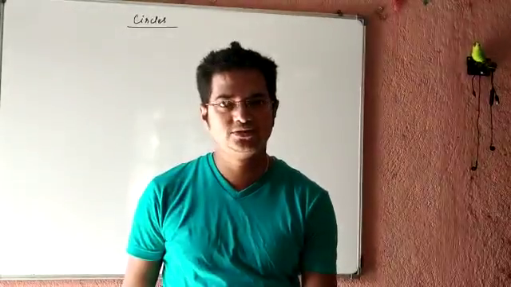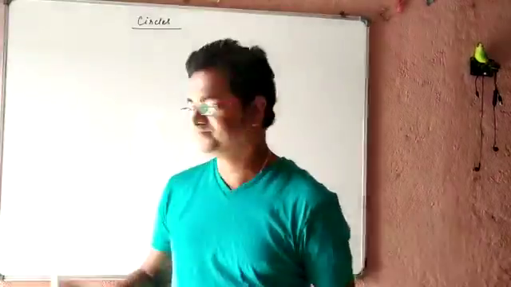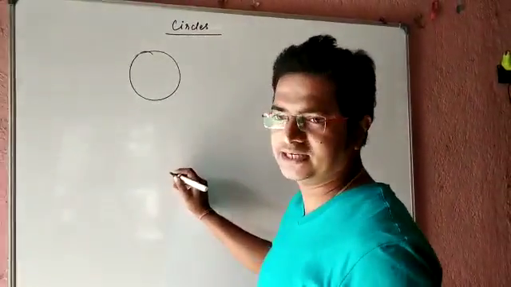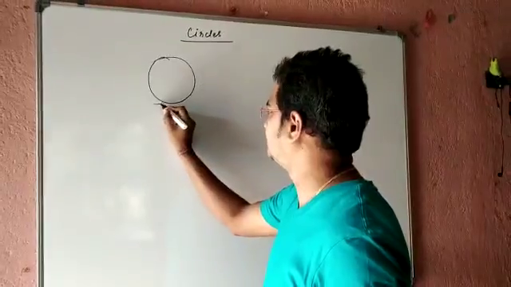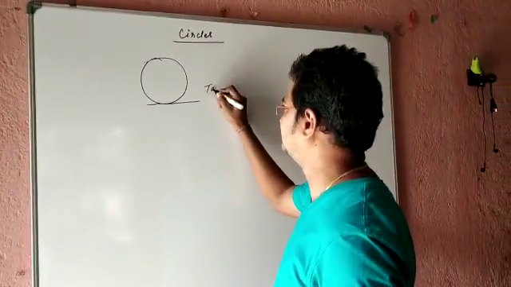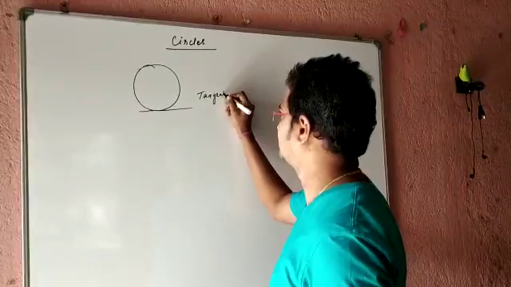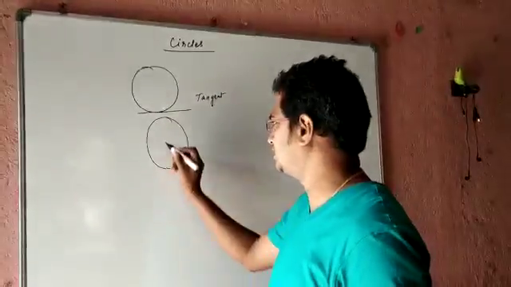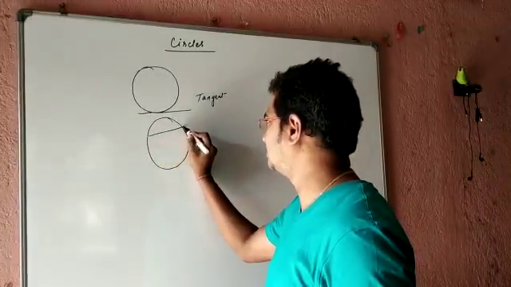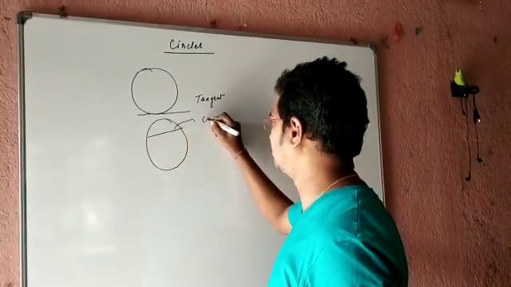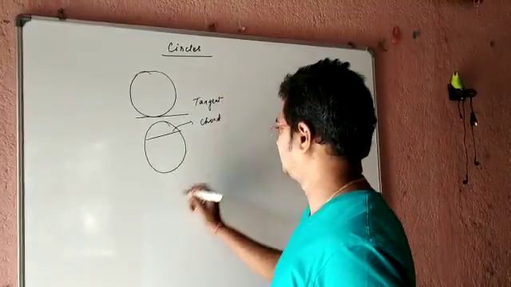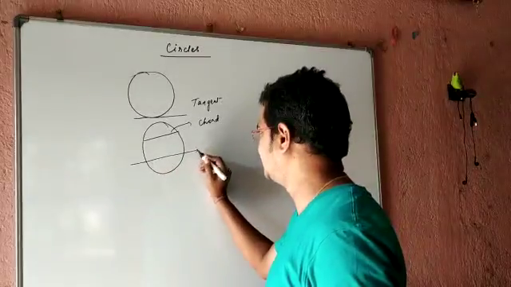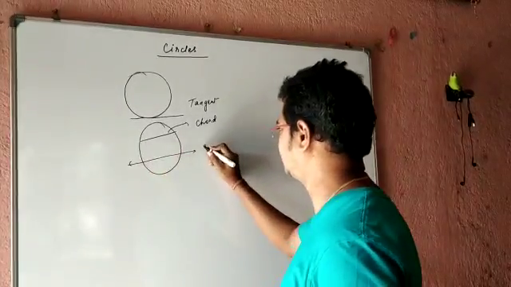Good morning, students. Today we are going to study about circles. So you already know the line segment which touches the circumference of the circle is known as tangent. The line segment which touches the two ends of the circle is known as chord. And the line segment which begins from outside and gets extended is known as secant.